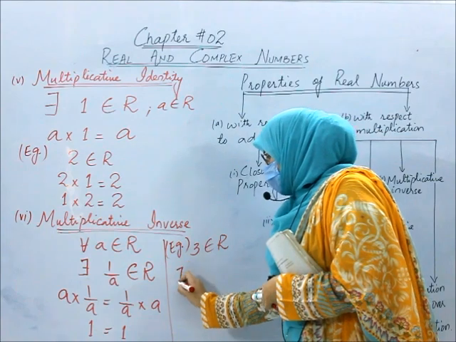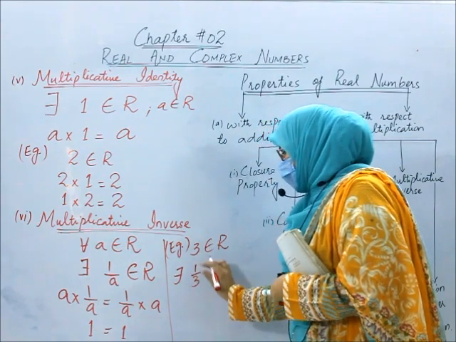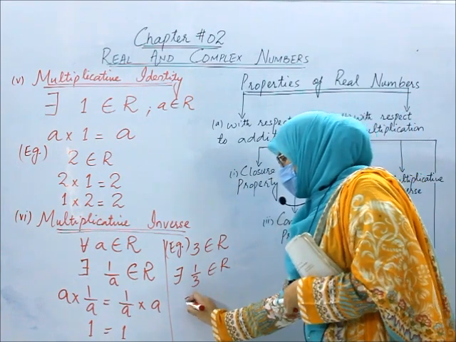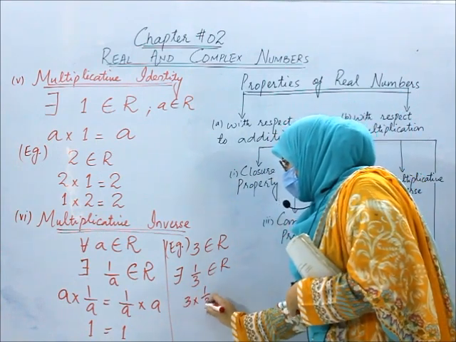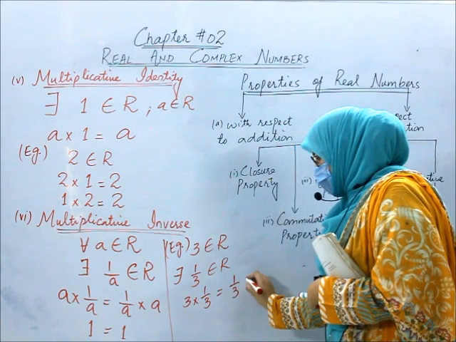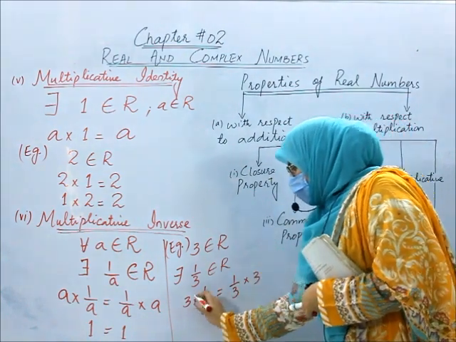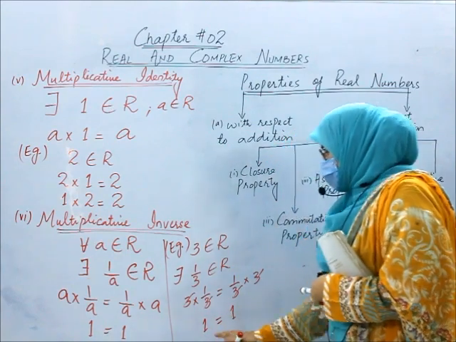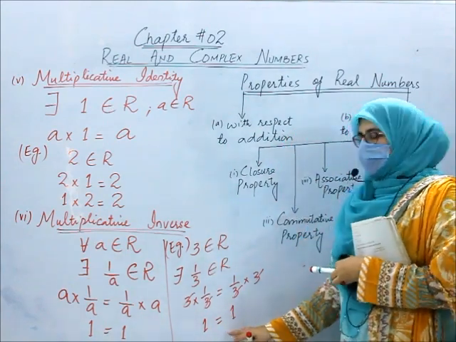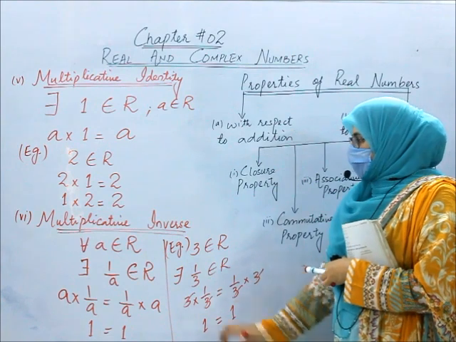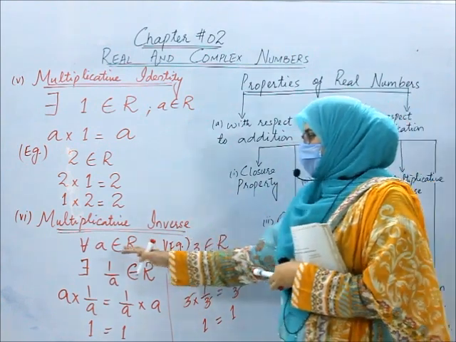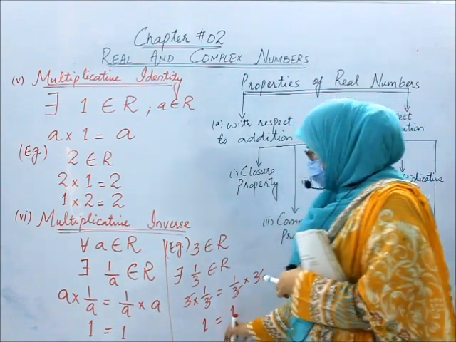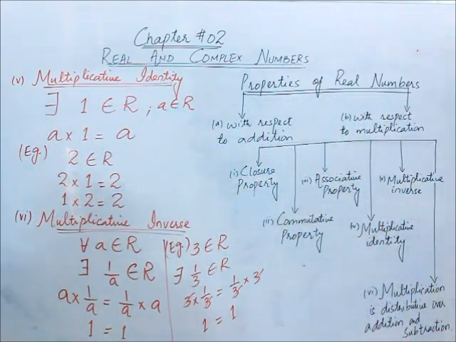So that is, there exists a unique number 1 by 3. So 1 by 3 belongs to the set of real numbers. When we multiply these two numbers, if we change the order, that does not matter. 3 into 1 by 3, and 1 by 3 into 3, on both sides we are having 1 as answer, that is multiplicative identity. So this is a multiplicative inverse, that is a unique number exists for all real numbers. Fine. This is the multiplicative inverse.